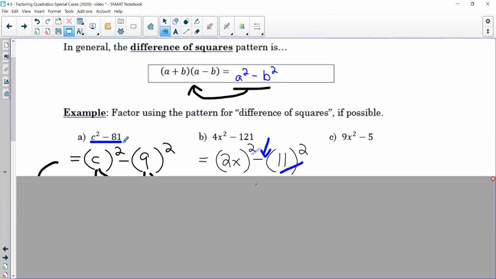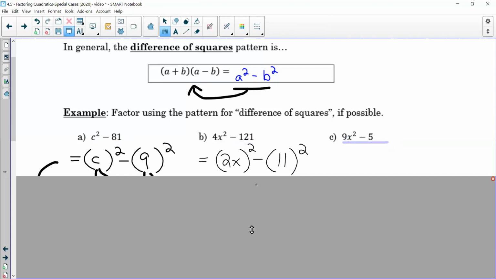Now, one thing you should notice as well is this pattern, difference of squares, you always have a binomial. There is no trinomial. So that is a very huge clue. Take a look. You have two terms, two terms, two terms. That is not a trinomial. So unlike the other pattern that we looked at earlier, this pattern should be easier to recognize if it exists.